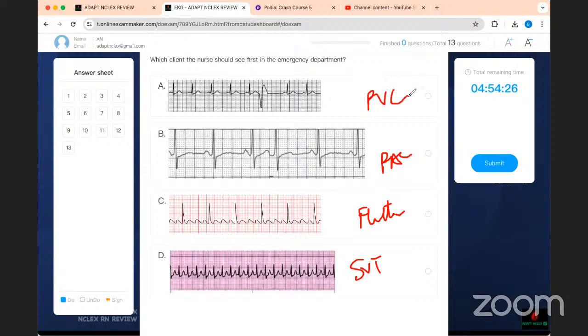Who do you think is a problem? Which one is the most dangerous? It's the flutter wave.